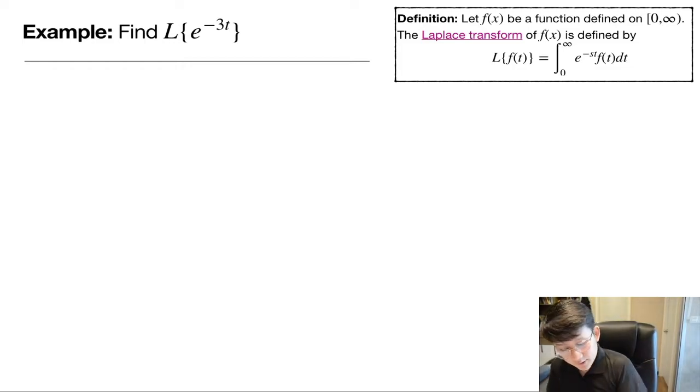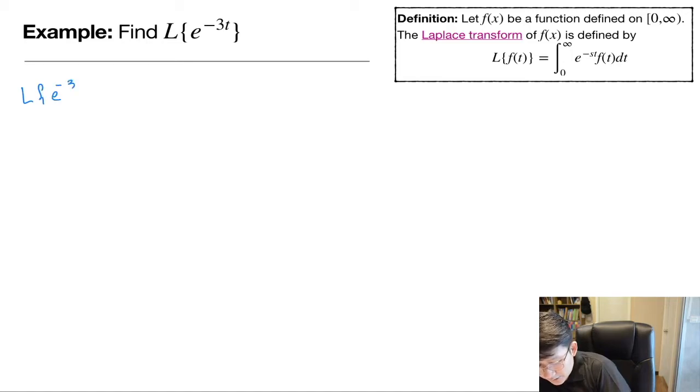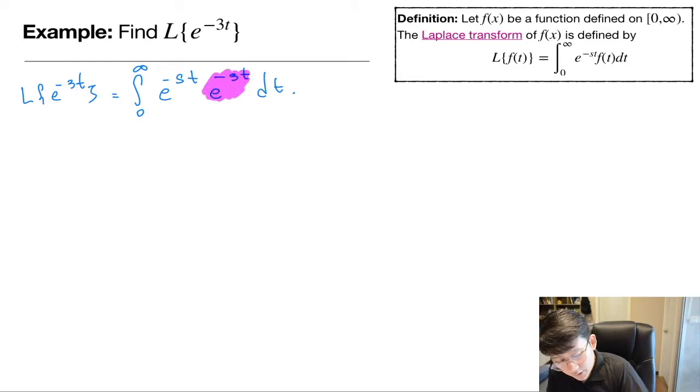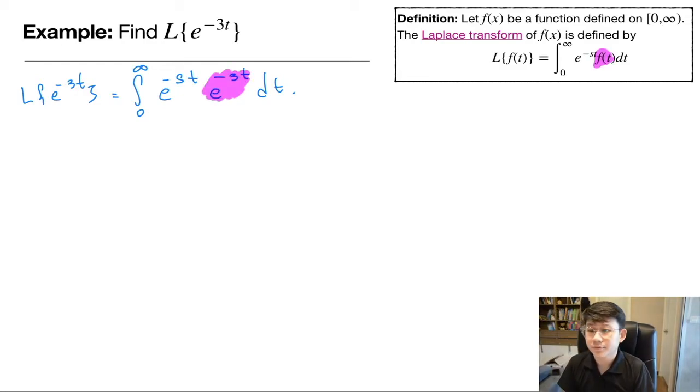So next example, find the Laplace transform of e to the minus 3t. How to do that? Same thing, guys. L of e to the minus 3t is actually the integral from 0 to infinity of e to the minus st times e to the minus 3t dt. Basically, we just put this in for f of t.